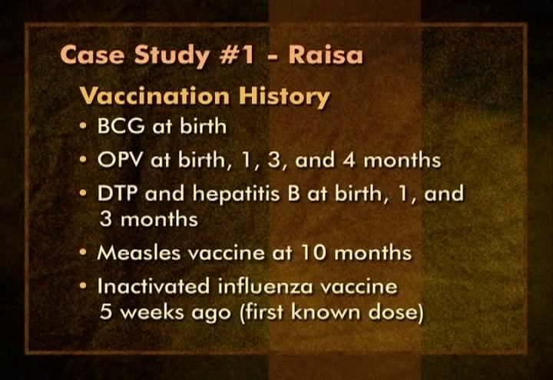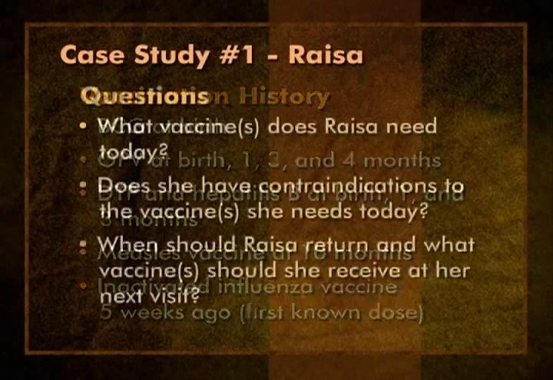Her translated vaccination record indicates that she has had BCG vaccine at birth, oral polio vaccine at birth, 1 month, 3 months, and 4 months of age. The record also indicates DTP vaccine and hepatitis B vaccine at birth, 1 month and 3 months, and measles vaccine at 10 months of age. She received a dose of inactivated influenza vaccine 5 weeks ago at a local pharmacy. It was the first time she had ever received influenza vaccine.